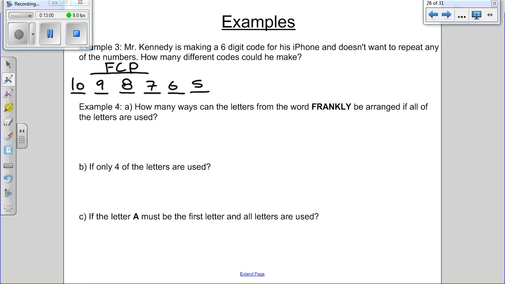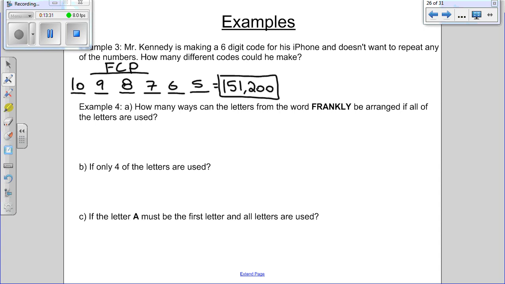So that would be how you could make your six-digit code using the fundamental counting principle. Punch those in your calculator, and you get 151,200. That's how many ways you could use the fundamental counting principle to figure this out. It's a good method. If you used it, that's cool with me. We just learned a new way to do it.